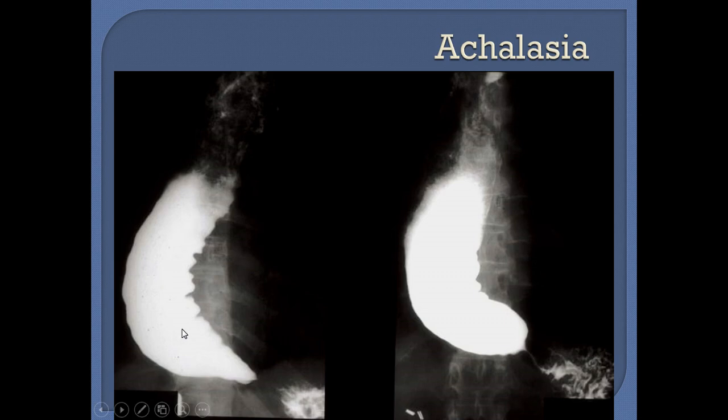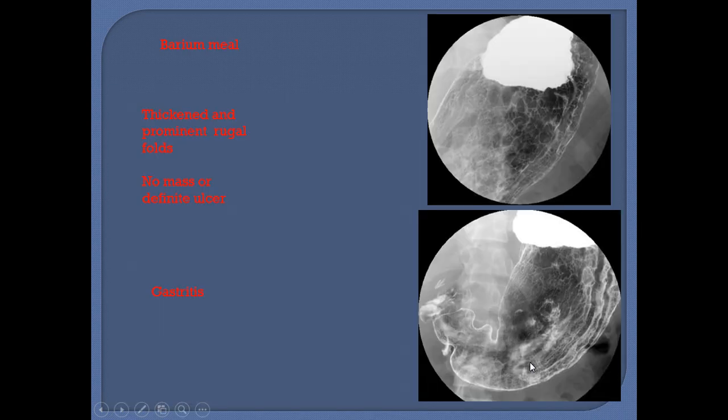Then a massively dilated contrast-filled esophagus, single contrast. We haven't given an Eno sachet in this patient, and you can see the abrupt narrowing at the distal gastroesophageal junction. However, little contrast is passed through the gastroesophageal junction into the stomach, and the narrowed distal esophagus is seen, which is called the bird's beak sign. It is pathognomonic for achalasia.